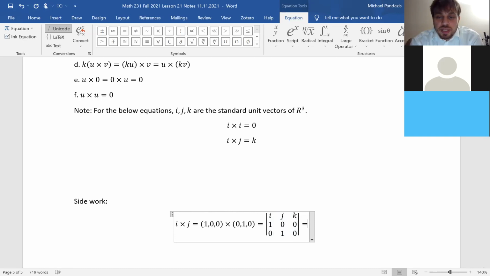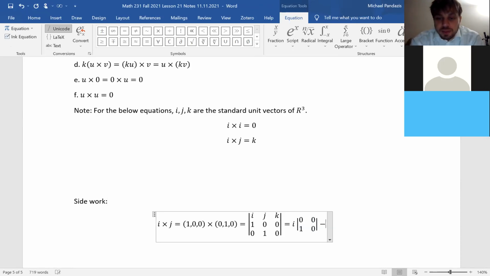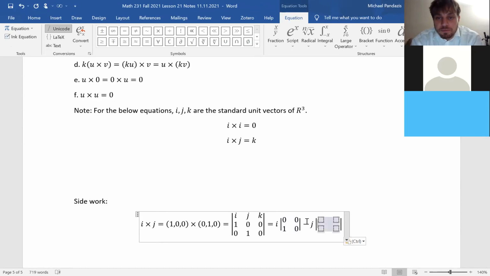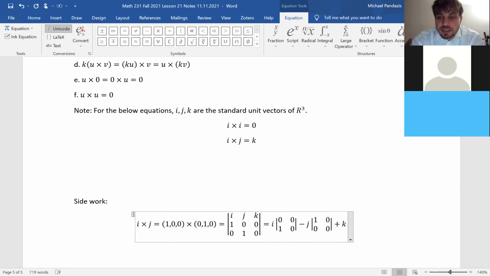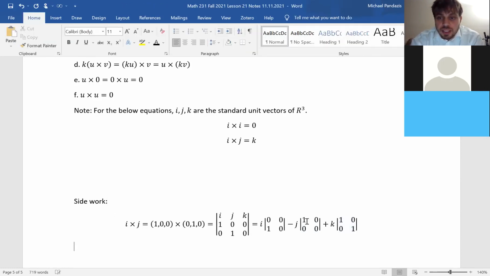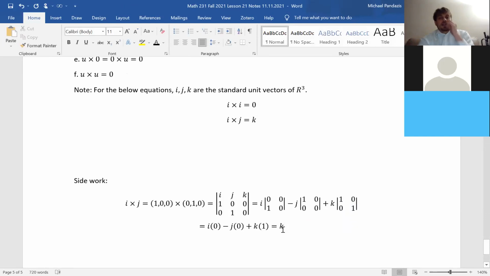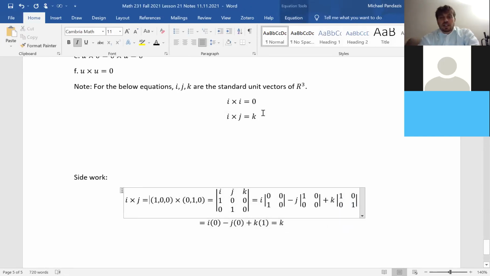And so when you take this cross product, you get i times the determinant of the submatrix, that's 0, 0, 1, 0, minus j times the submatrix 1, 0, 0, 0, plus k times the submatrix 1, 0, 0, 1. And so now this is equal to i times the determinant of that matrix, which is 0, minus j times the determinant of that matrix, which is also 0, and then plus k times the determinant of that matrix, which is 1. This equals k. 1 times k is k. So I just showed that i cross j is equal to k. That's the second equation there.